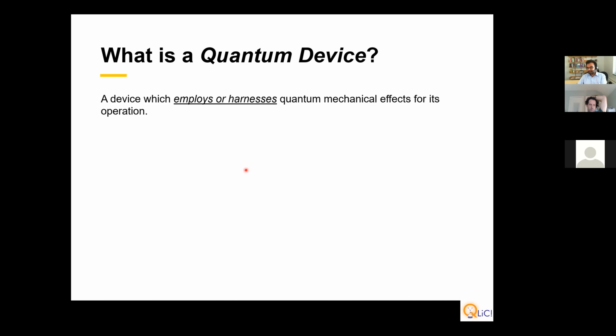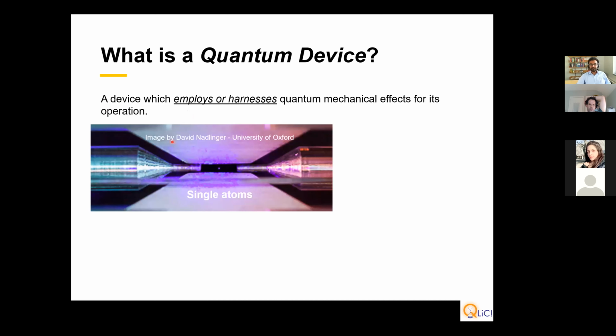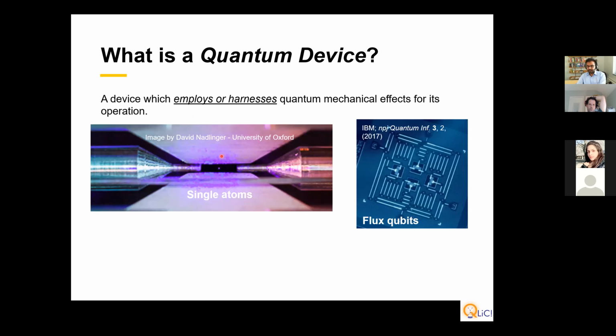So I would have to modify it to say that the device employs or harnesses quantum mechanical effects for its operation. Examples of such devices can be composed of several different quantum systems. It could be single atoms, or the things that we have probably seen in the news more often, which are these flux qubits by IBM or transmons from Google.